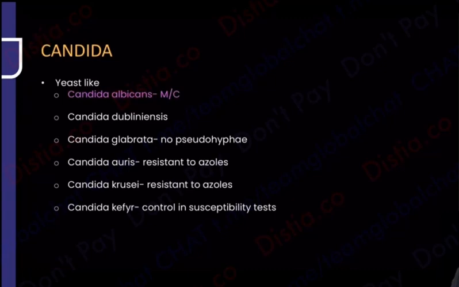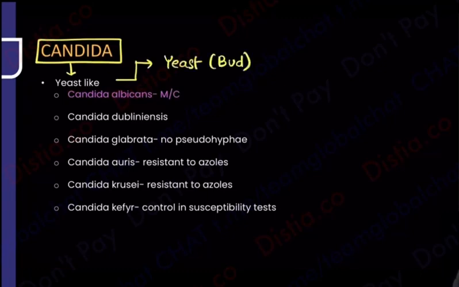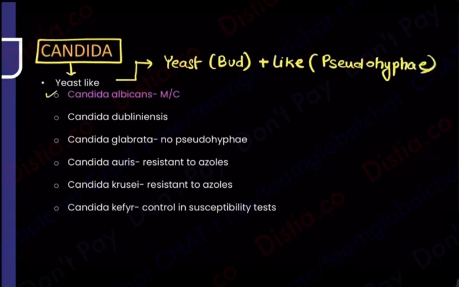So first and foremost, where did I place Candida in my classification? Remember, I called it yeast-like. Can you recall for me? What do you mean by yeast-like? The yeast property that it has is the budding property, and when I call it yeast-like, that basically means it's going to show me the presence of pseudohyphae, right? So yeast-like means pseudohyphae, budding and yeast, both are going to be there.